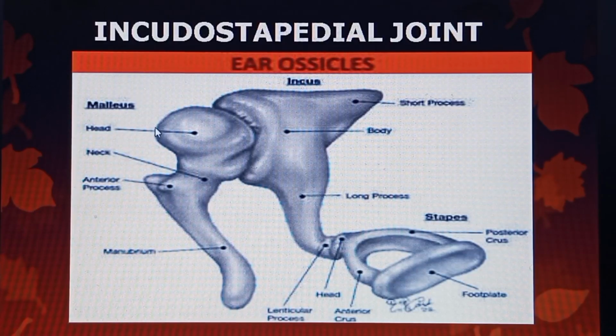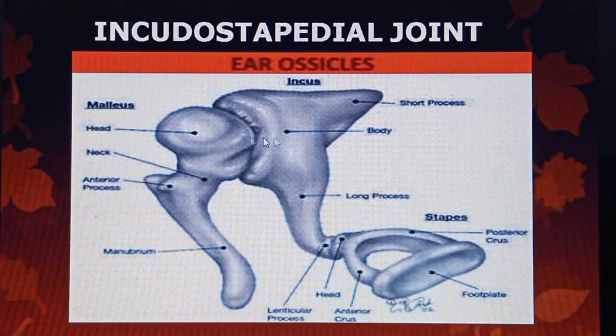Yes, if you look at, for instance, the malleus, you may have the head, you may have the neck. You may have some other processes, such as the anterior process and all that. You may also have what you call the manubrium, also around. Yes, if you look at that of the incus, just a rapid one, you may see that it will have a body.